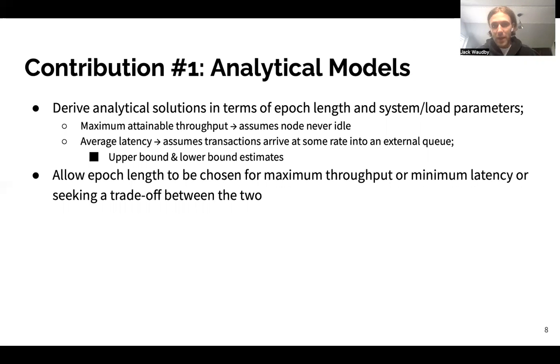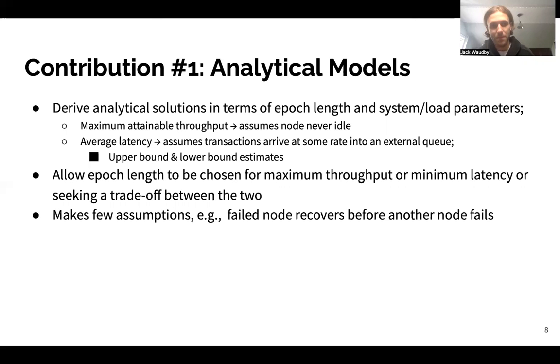Together, these two analytical models allow a DBA to either choose the epoch length that maximizes throughput or minimizes latency, or to seek a trade-off between the two depending on their application's requirements.